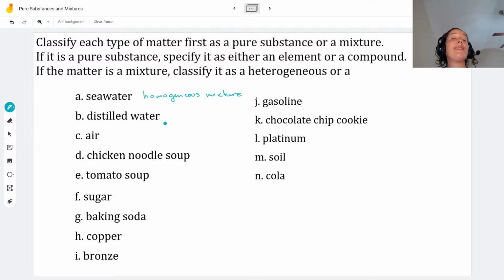Okay, now let's go on to B, distilled water. So if water is distilled, it means it has been purified. Okay, so first of all, is this a pure substance or a mixture? Well, the fact that it's distilled means it has been purified, hence it is going to be a pure substance. Okay, so then the question is, if it's a pure substance, are we talking about an element or a compound? And of course, water, like we just talked about, is H2O, so it is two elements bound together, three atoms, two different elements. So this is going to be a pure compound.